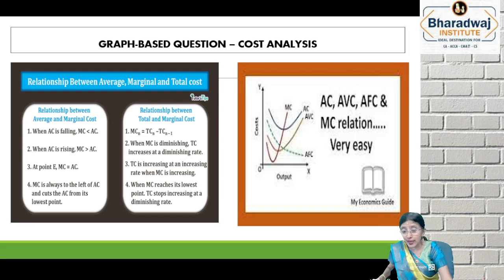Okay, TC is increasing at an increasing rate when MC is increasing. So when MC is diminishing, what is happening? TC is still increasing but at a diminishing rate. When MC is increasing, what is happening? TC will be increasing at an increasing rate. When MC reaches the lowest point, TC will stop increasing at a diminishing rate.